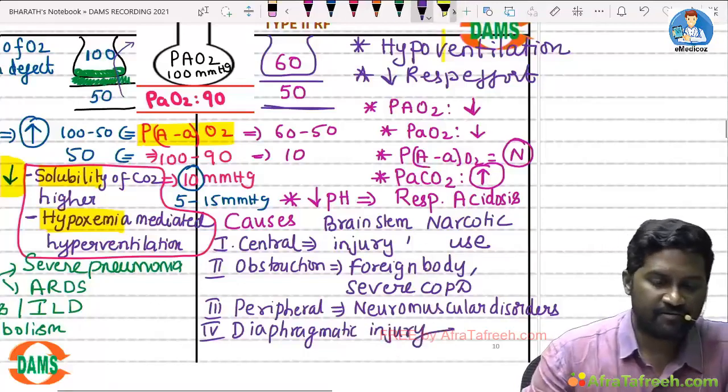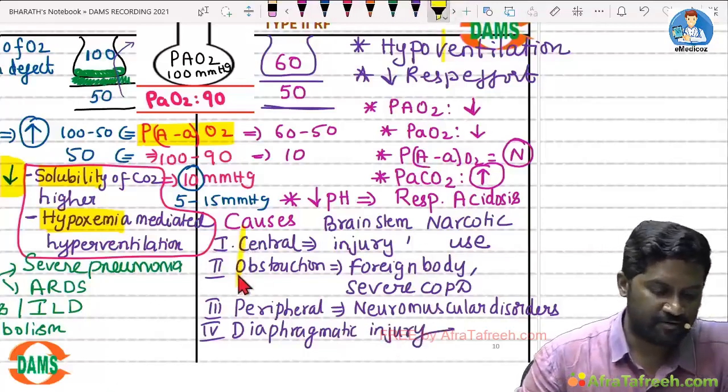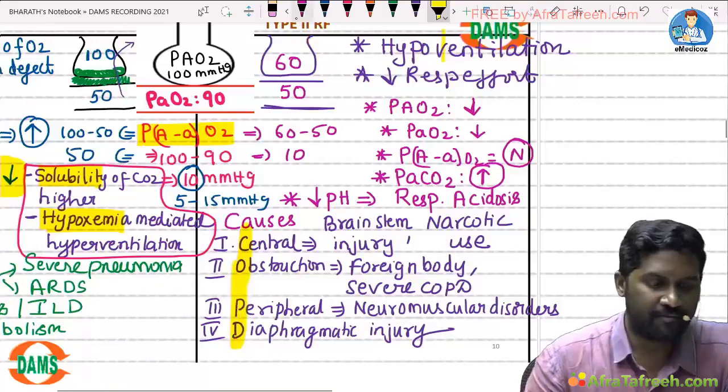The causes of type 2 respiratory failure you can easily remember with a simple mnemonic called COPD. Central cause, obstructive cause, peripheral cause, diaphragmatic cause.